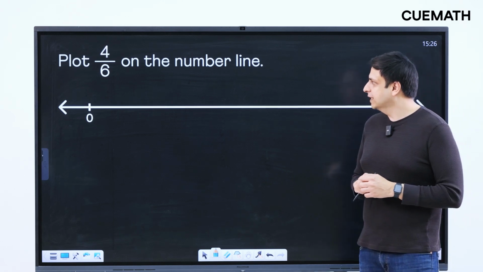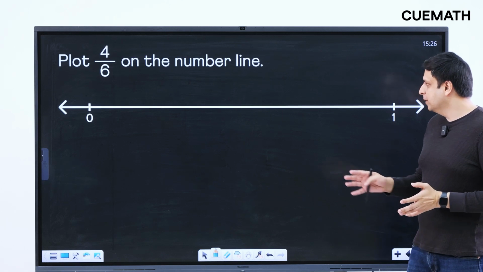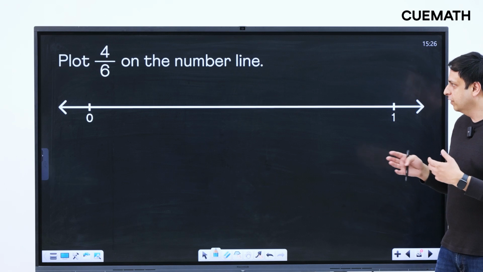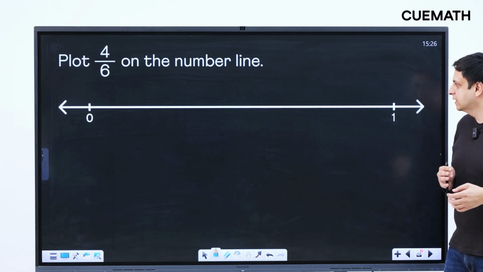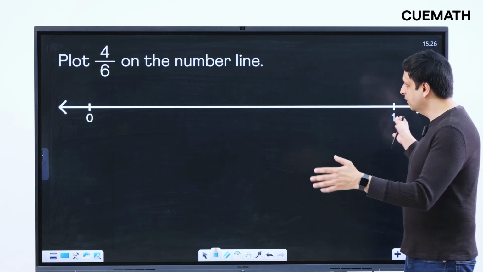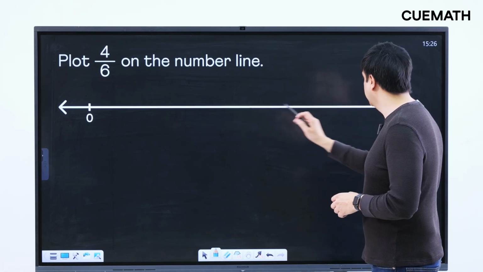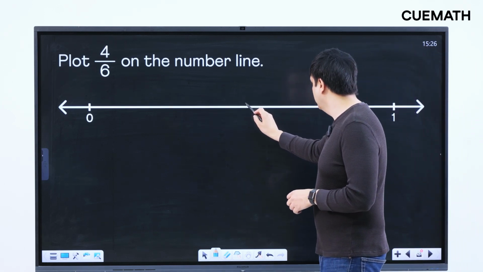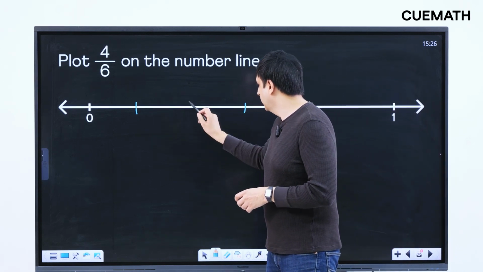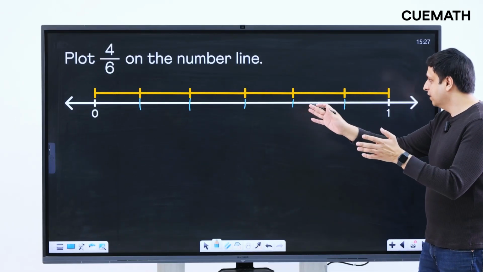Okay, now the question is plot 4 over 6 on the number line. So for that purpose, we will have to divide the distance from 0 to 1 into 6 equal parts first because we need 4 over 6. So we need 6 equal parts. Now, one way to do this somewhat accurately is to first divide the distance into 2 equal parts. So if I look at 0 over there, 1 over here, and I draw a mark in the middle, now I have 2 equal parts, and then each of those parts I can divide into 3 equal parts. So something like this.